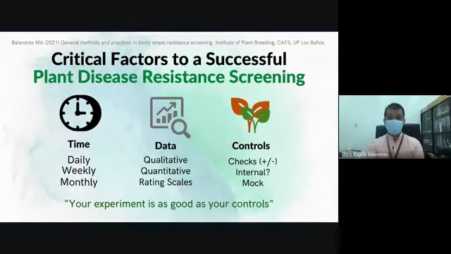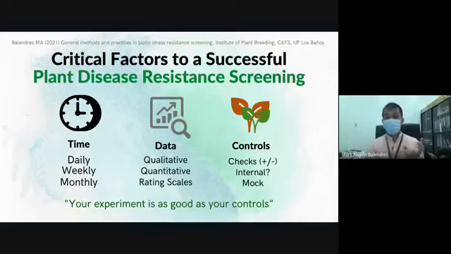So aside from resistance, you could already measure agronomic changes in the presence or absence of your bacteria. So it could be additional data which could be used for your paper. And probably I'm going to end that with a statement here that your experiment is as good as your controls. And without the proper control, you're likely not to get meaningful data from your experiment.